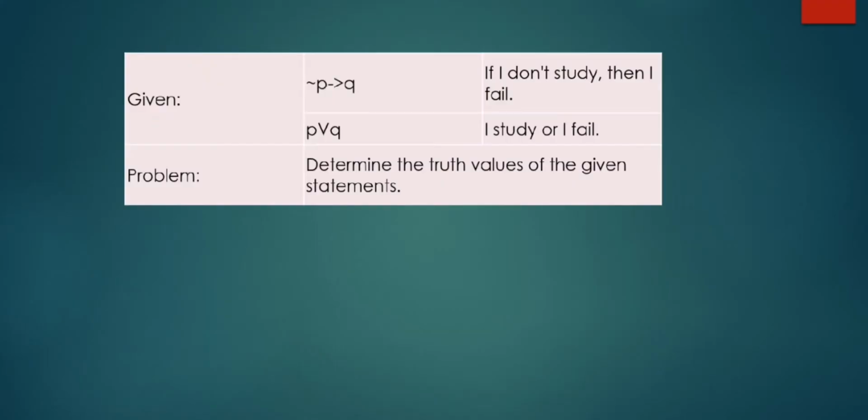So this is my example. Example number 1. Our given premise number 1 is not P then Q, so the statement is: if I don't study, then I fail. Premise number 2 is P or Q, or the statement is: I study or I fail. The problem is to determine the truth values of the given statements.